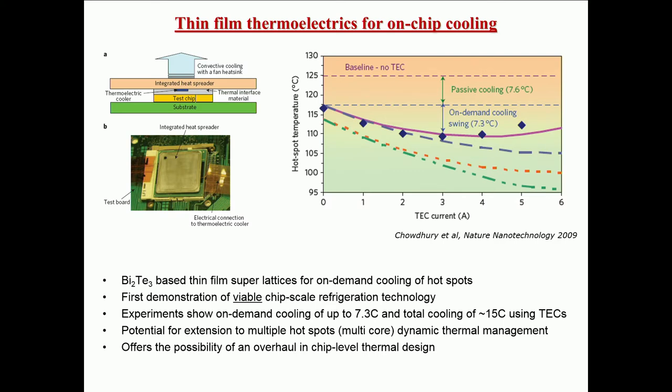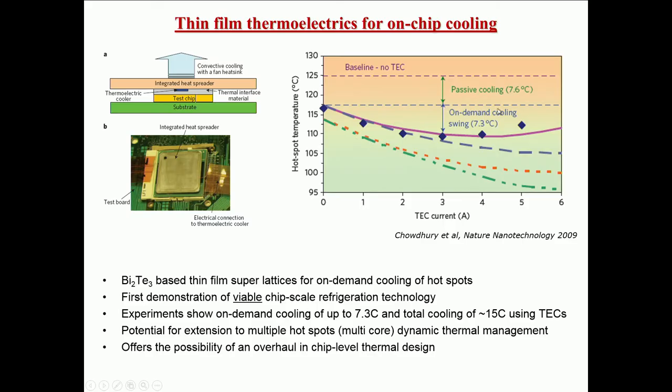So the idea was that we are going to monitor the temperature and switch on this thermoelectric on demand whenever it is required and see how much it comes down. Once it comes down below a certain threshold, we will stop it. So we minimize this power requirement as much as possible and use it only when required. On-demand swing of 7.3 degrees centigrade was possible on a die that was already in the manufacture state. We just took out the spreader and put this thermoelectric on the inner surface, and this is the kind of cooling that was demonstrated.